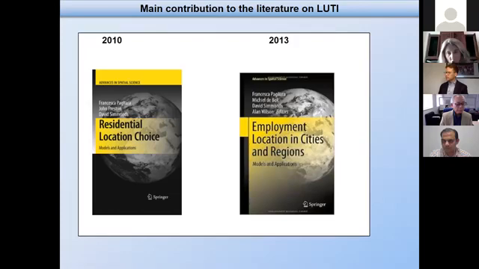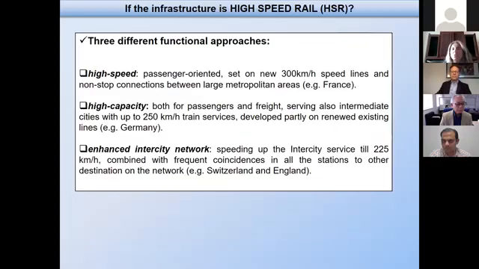So why not promote a new book? Why not get in touch with Springer or Elsevier and ask if they are interested in another book, evaluating this time the high-speed rail impact on location choices, both residential location choice and employment location choice? This is something that we have to think about. So, if the infrastructure is a high-speed rail, what happens to the three systems that I have highlighted?